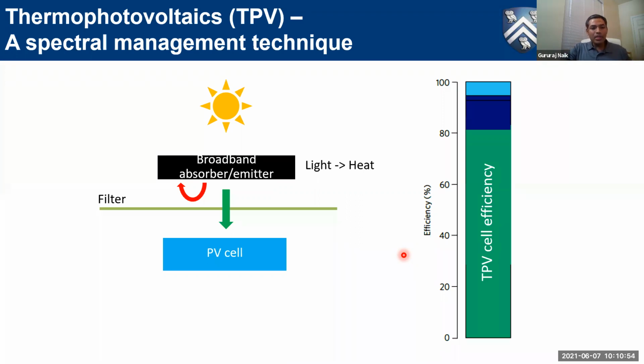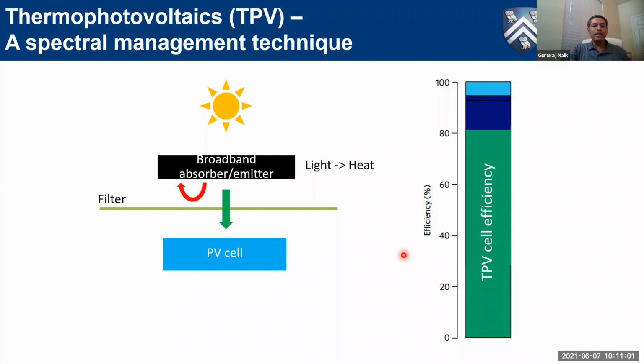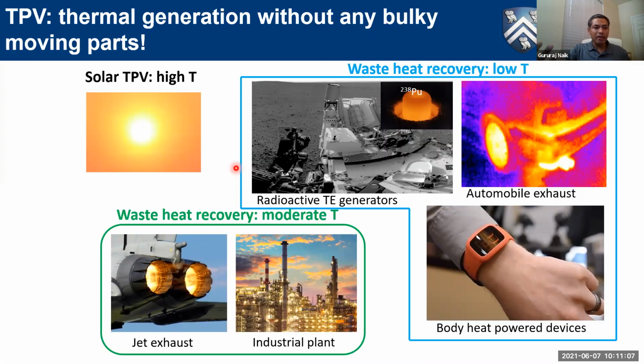But we are not limited to just the sun. If we think of thermophotovoltaics, all it requires is a source of heat, which is heating this black body. It can be light, it can also be some other form of heat. So, if we can get really high efficiency conversion with thermophotovoltaics, we could do it not just with the sun, but also with waste heat recovery, for example, automobile exhaust, or even body heat powered watches.